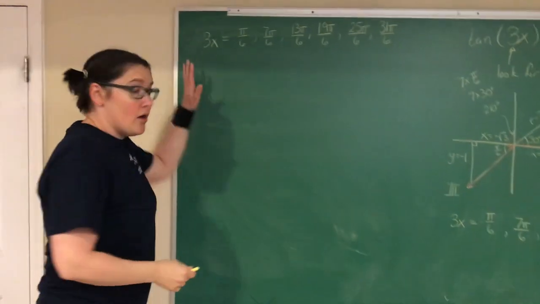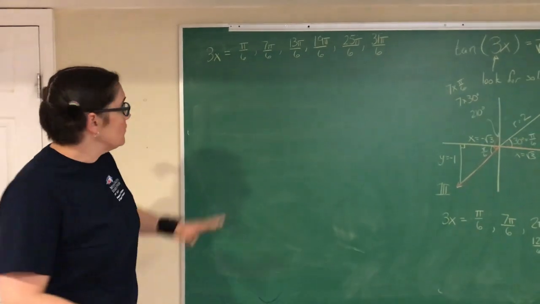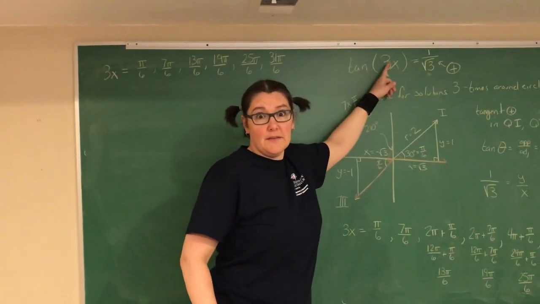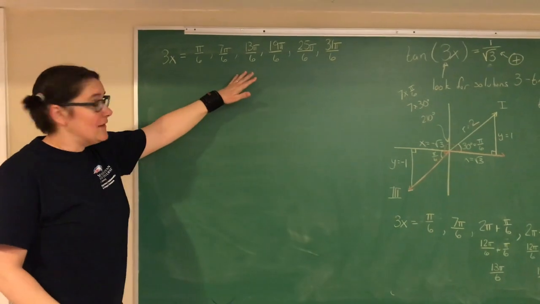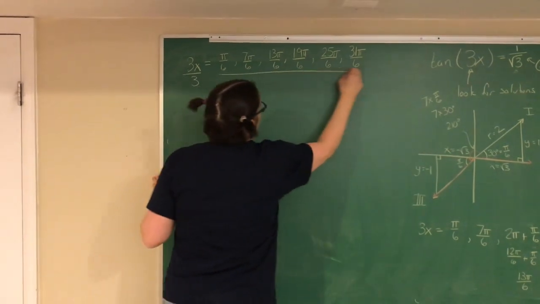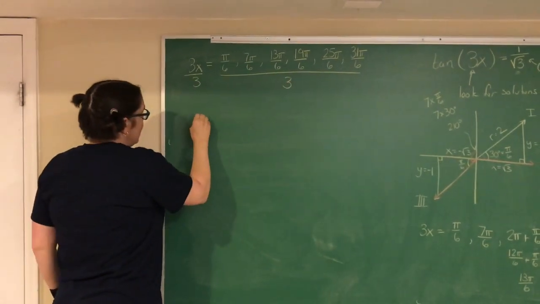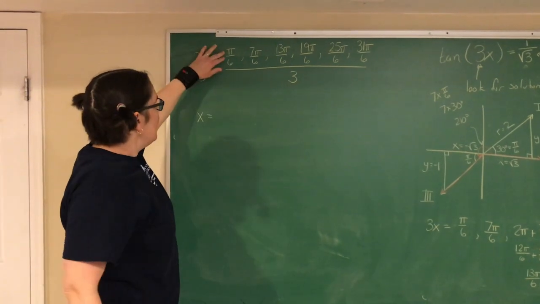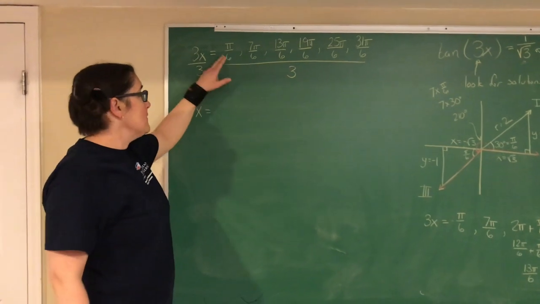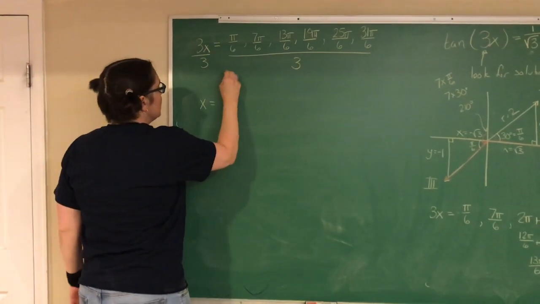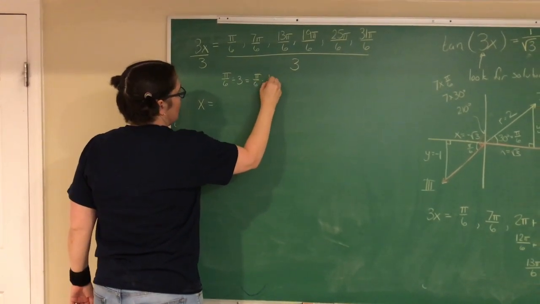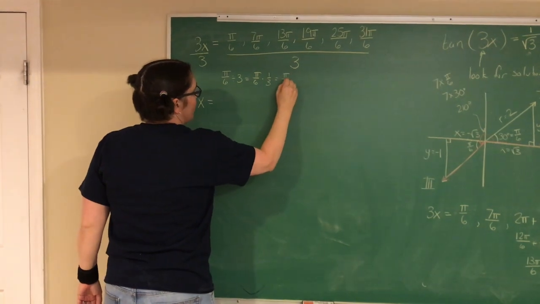Okay, our goal in this problem is to solve for x. Right now we have our angles that are equal to this fancy 3x. So we have 3x equals all of these things. To get the x by itself, we've got to divide everything by 3. And what that'll give us is pi over 6 divided by 3. Well, thinking about fractions, pi over 6 divided by 3 is the same as pi over 6 times 1/3, which is pi over 18.